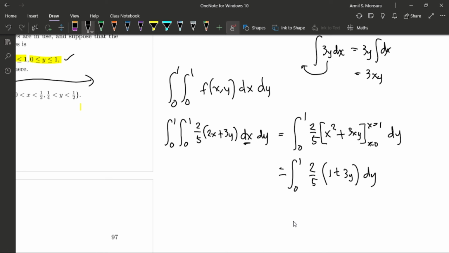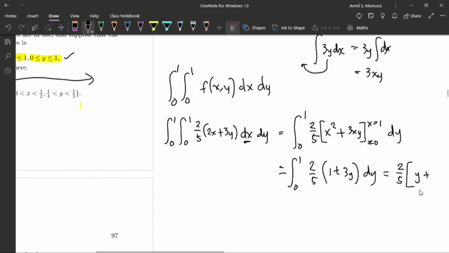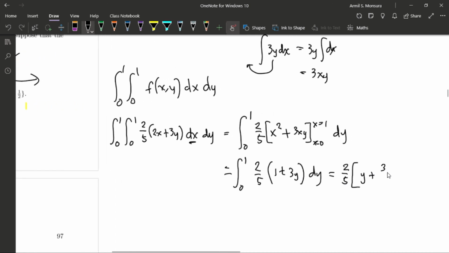So notice na mawawala na yung x, ang matitira lang dyan y. So now we are ready to integrate in terms of y. Okay? Now, integrating this in terms of y, again, labas natin yung 2/5 muna. And then the integral here is y, plus 3y squared over 2. Okay? Yung integral ng 3y dy, which is to be evaluated from the limits y equals 0 to y equals 1.